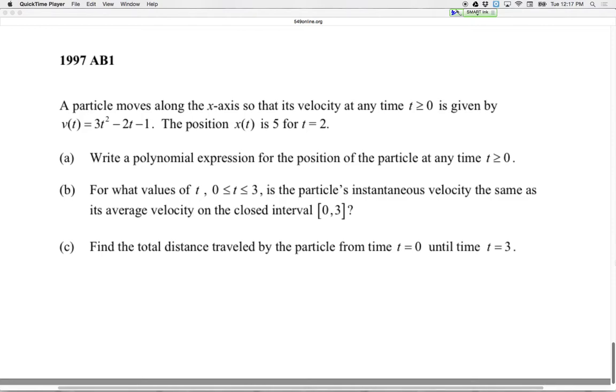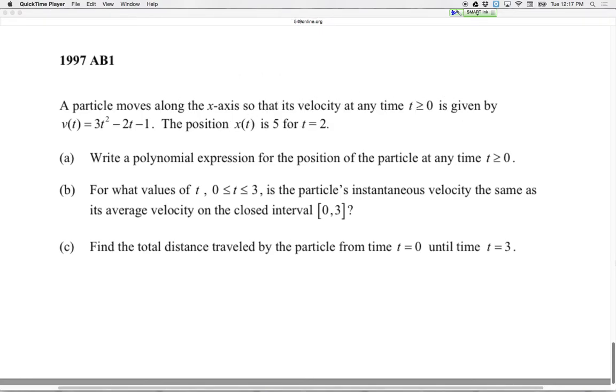1997, AB1. This is the last free response in the free response packet 2. It says a particle moves along the x-axis. So you got this little particle that's dancing along a horizontal axis. It's just moving here and here and here, going back and forth. That's all it can do is go left and right.